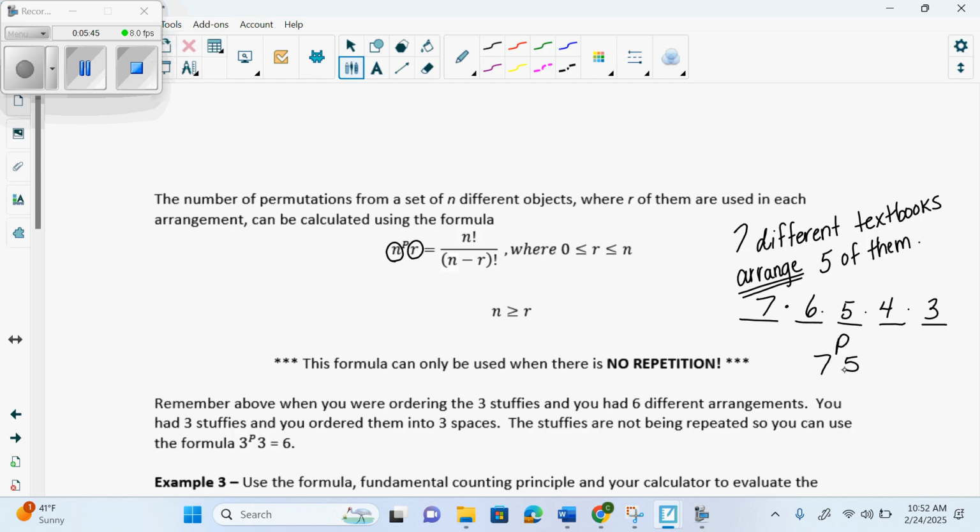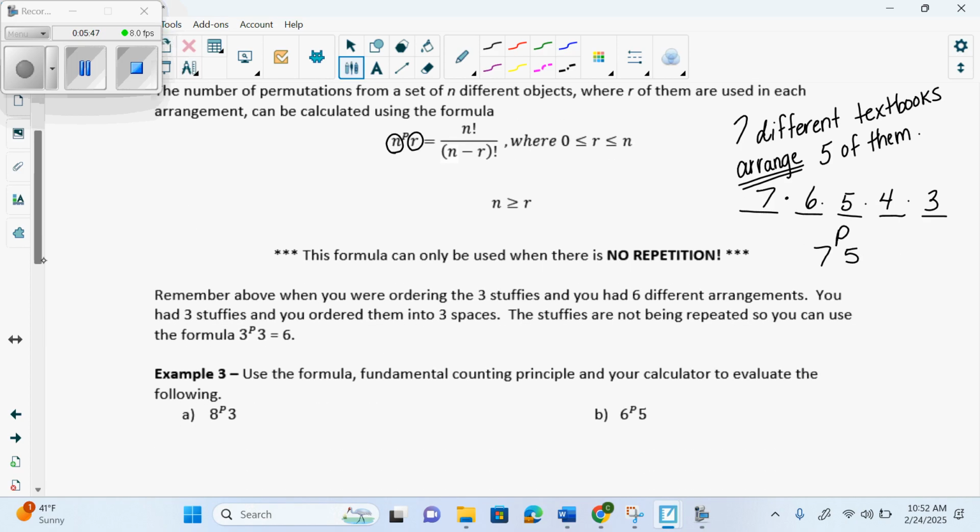Okay. So here it says, remember above when you were ordering 3 stuffies? On that previous page, we ordered 3 stuffies and you had 6 different arrangements. You had 3 stuffies and you ordered them into 3 spaces. So we had 3 stuffies for this one, but then we left the stuffy behind. Then we had 2. Then we had 1, correct? And I said we could write that as 3 factorial. What else can we write it as?